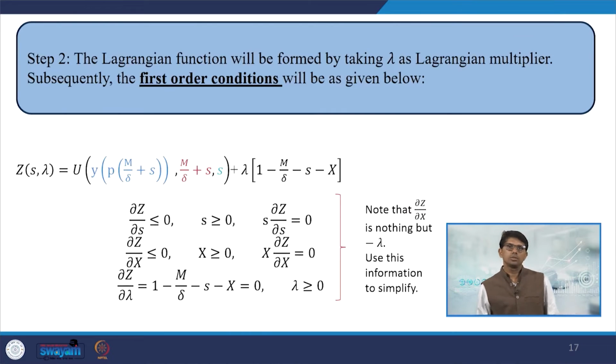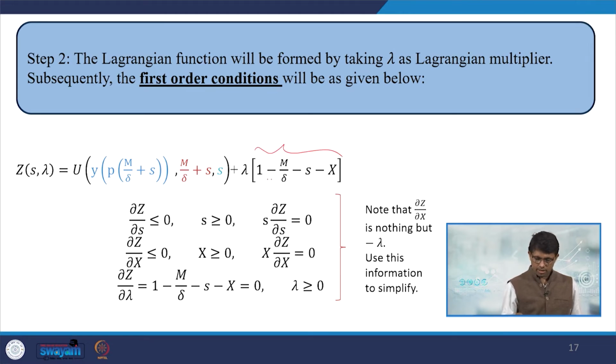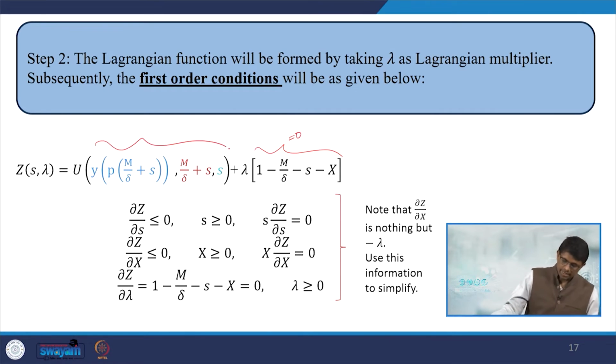The Lagrangian function will be formed by taking lambda as the Lagrangian multiplier. Subsequently, the first order conditions in that case will be these. Okay. So, you have taken y, t and s with a Lagrangian constraint function, and this is precisely m upon delta plus s plus x equal to 1. So, we have taken 1 minus this. So, this portion is actually equal to 0. So, lambda times 0 is 0. So, actually the utility function is nothing but y pt and y t and s.